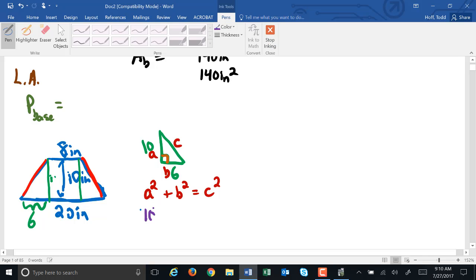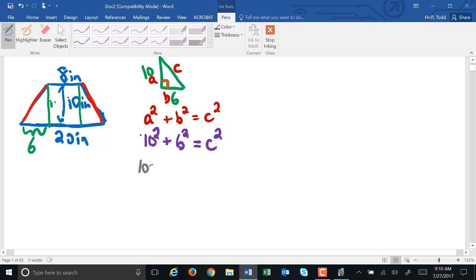So a is going to be 10, so that's 10 squared, plus b is going to be 6, so that'd be 6 squared, equals c squared. So 10 squared is 100. 6 squared is 36. So it's 136 equals c squared.